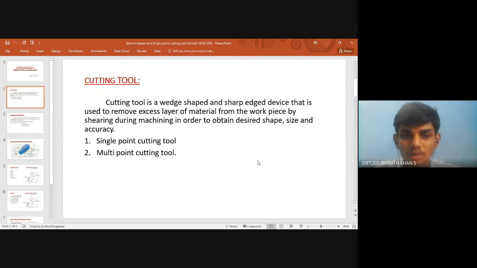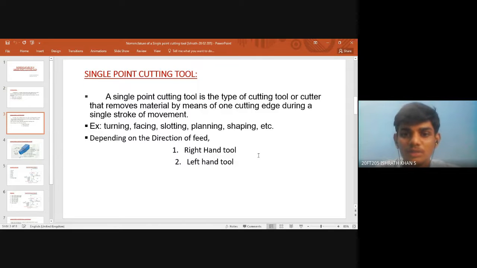Depending upon the number of cutting points, the cutting tool is classified into single point cutting tool and multi-point cutting tool. In this video, we are going to see what a single point cutting tool nomenclature is. A single point cutting tool is a type of cutting tool or cutter that removes material by means of one cutting edge during a single stroke of movement. The examples of single point cutting tools are turning, facing, slotting, planing, and shaping tools. Depending upon the direction of feed, the single point cutting tool is mainly classified into two types: right hand cutting tool and left hand single point cutting tool.